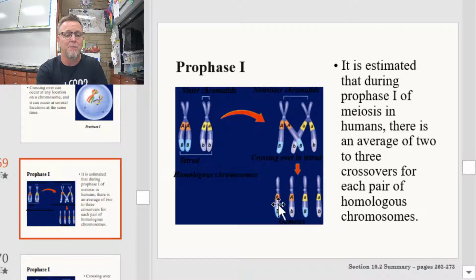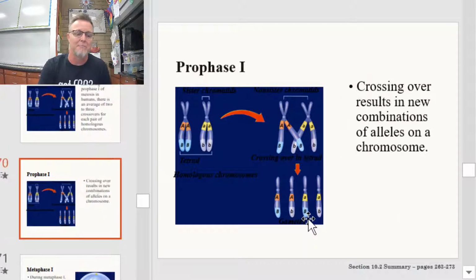Now, depending upon which one of these successfully fertilizes a gamete from a mate, well, that'll determine what the offspring end up looking like as genes are expressed through the idea of dominance and recessiveness, which we'll learn about more in another video with our buddy Gregor Mendel. All right, so crossing over results in new combinations of alleles on a chromosome.